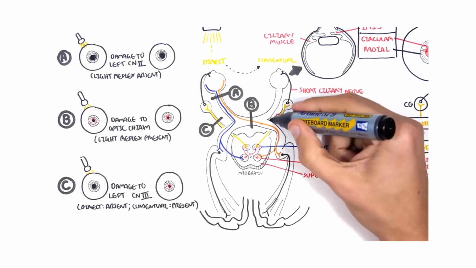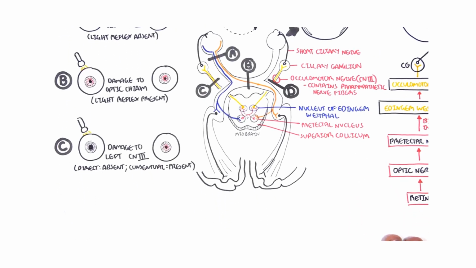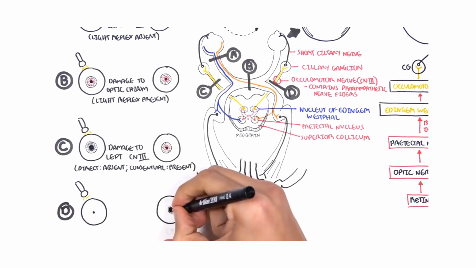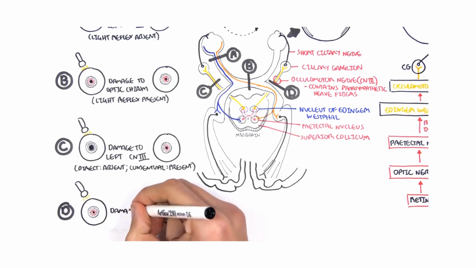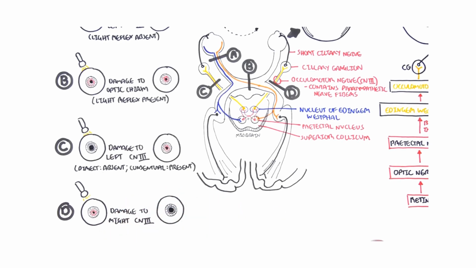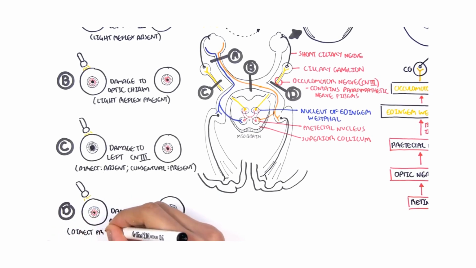Now what happens if you have a lesion on the right oculomotor nerve? Well, it's the same thing. So you shine a light on the left eye. The information is still being received by the midbrain, by the Edinger-Westphal nucleus. And the oculomotor nerve is sending out the signal for the pupils to constrict. However, the right oculomotor nerve is not working, and so it can't tell the right pupil to constrict. Thus, damage to the right oculomotor nerve will result in the direct response on the left side being present, but the consensual will be absent.